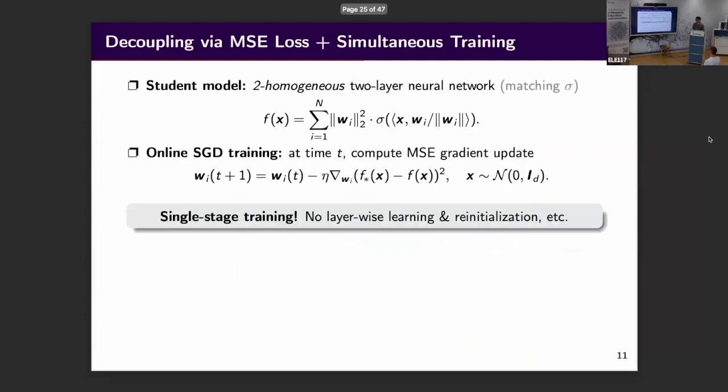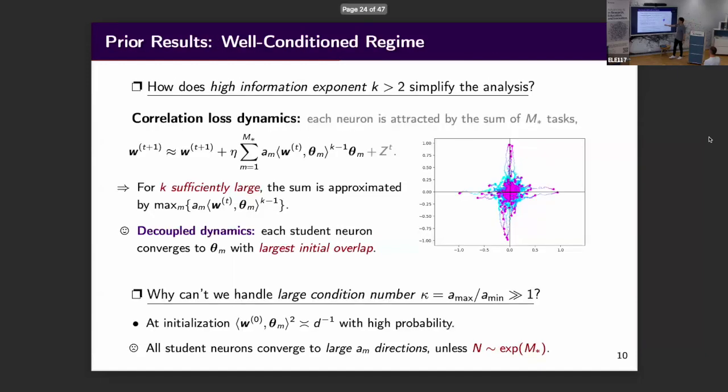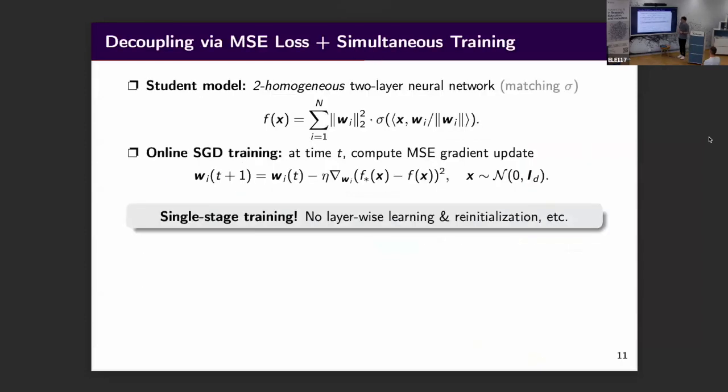All right. So let me talk about the first result, the high information exponent. So now let's just assume we're in this setting, the high information exponent, meaning that we can somewhat replace the sum by the max. So each neuron will go to the closest teacher neuron. So let's get rid of the layer-wise training. Let's have some ideal version of training two layers simultaneously.